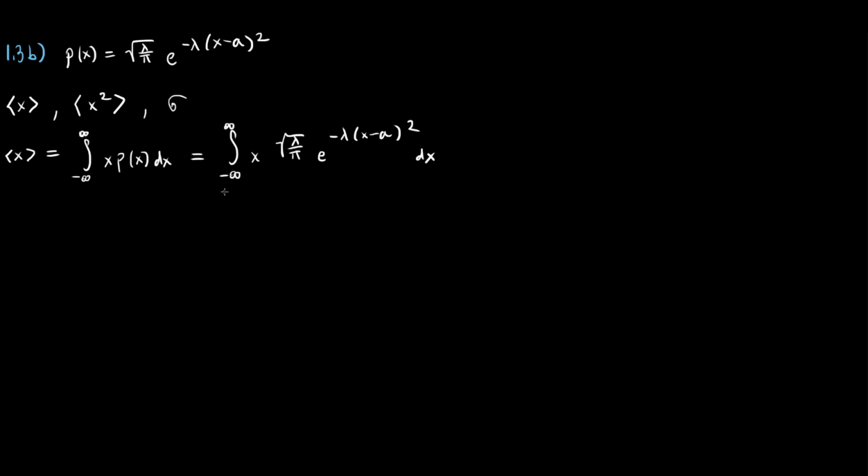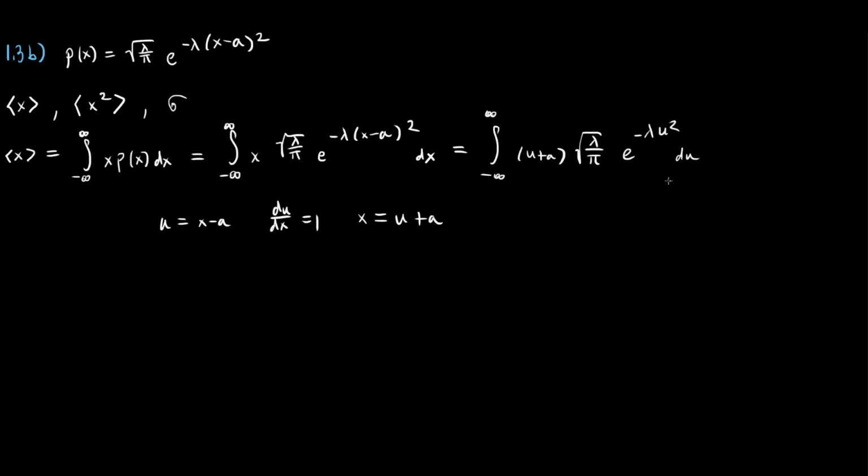And we could use u substitution again. So u is equal to x minus a, du dx is equal to 1, and x is equal to u plus a. So then what we get is the integral from negative infinity to infinity of u plus a, since we just replaced this x with u plus a, times the square root of lambda over pi of e to the negative lambda u squared du.